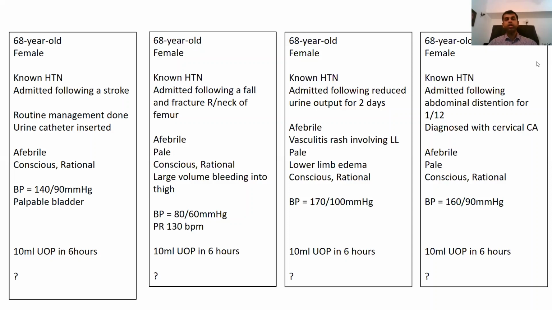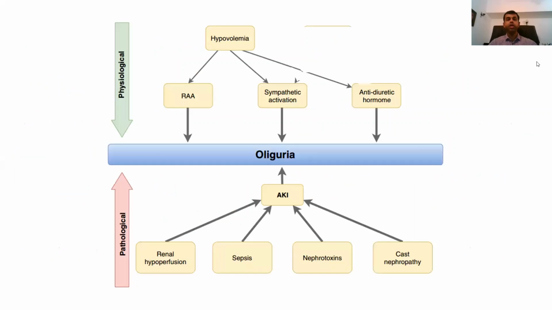So there is the same age, same gender, same background medical history, but with different clinical presentations with oliguria. And we need to know how to identify these patients and understand what's actually going on in these patients. So if you talk about oliguria, it could actually be physiological and pathological.